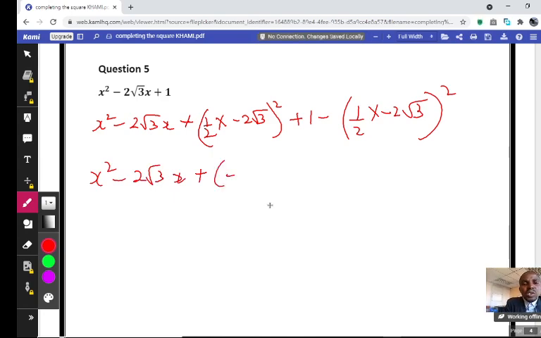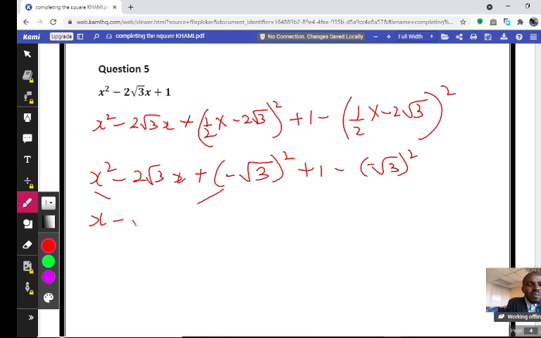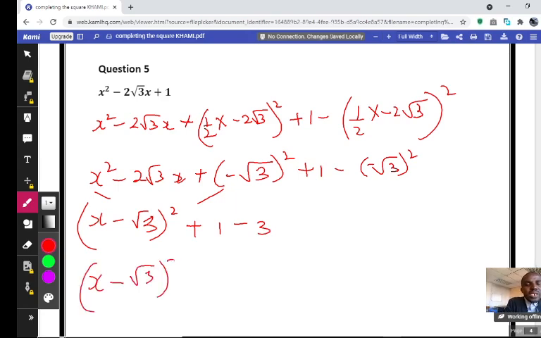Then you simplify x squared minus 2 root 3 x, then plus, on this one it will be minus 2 into 2 is actually 1, so it's minus root 3 squared, plus 1 minus root 3 squared, like this. So it will be x, you ignore this middle value, then you take this and this, minus root 3, then you square, plus 1 minus, then minus root 3 squared is minus root 3 times root 3 is actually 3. So this one will be 3, x minus root 3 squared, then minus 2. This will be a final answer.